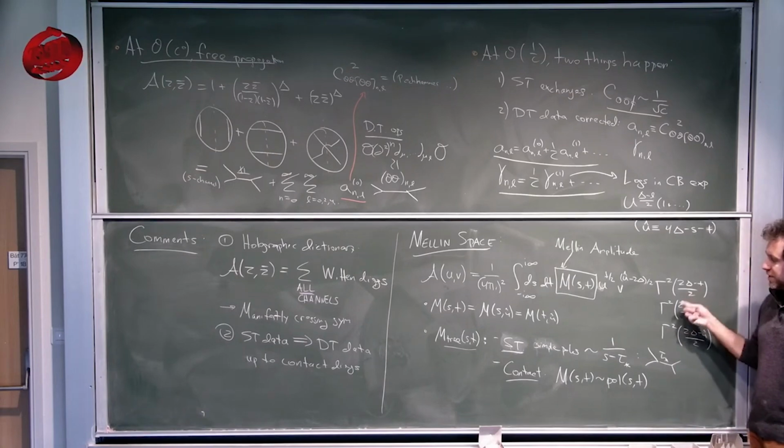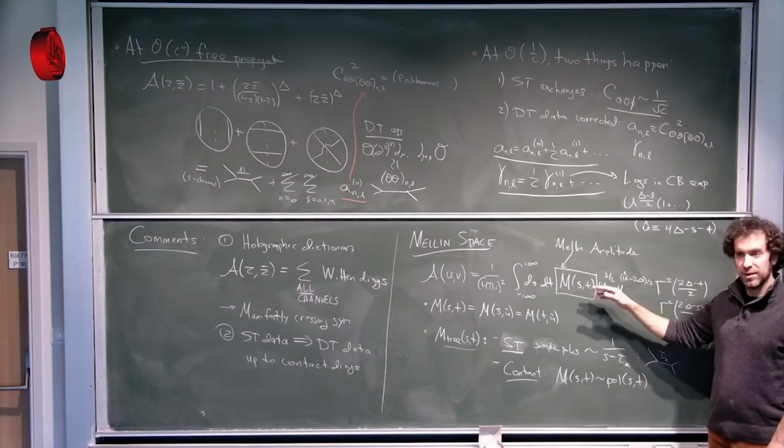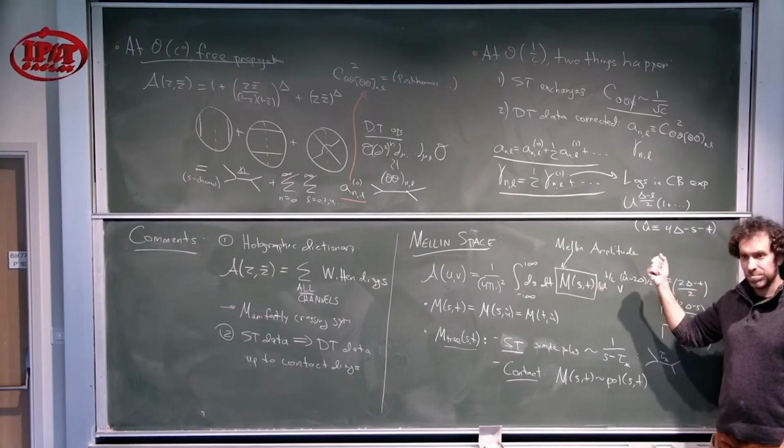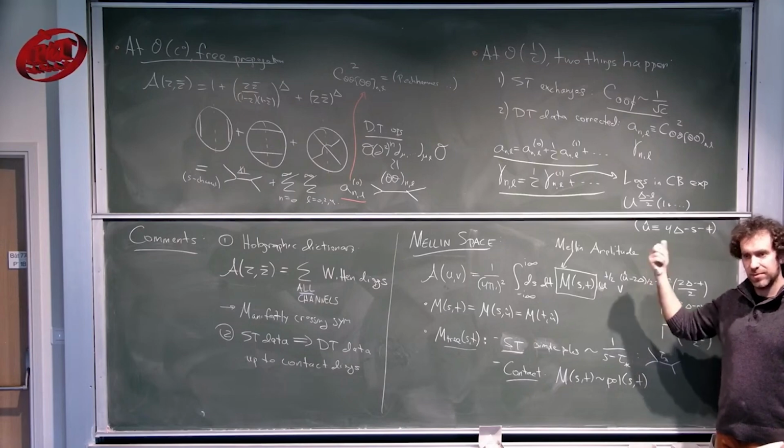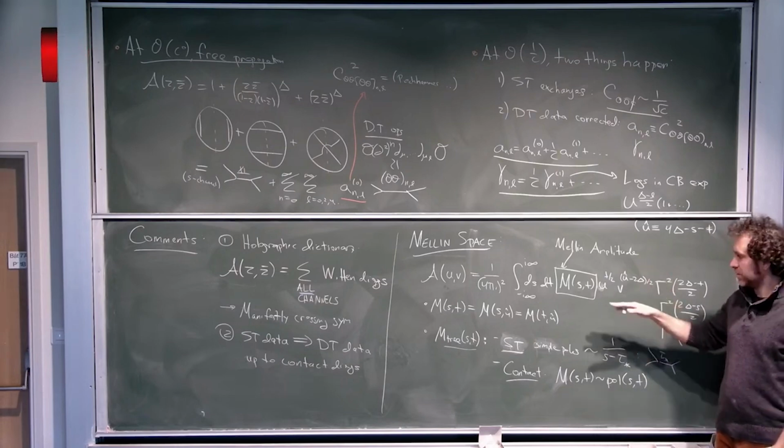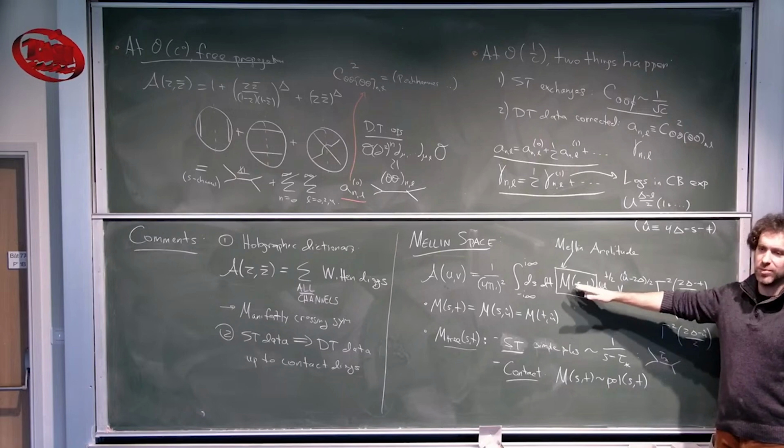At every order in 1 over c, you will still have polynomial ambiguities. These are like finite renormalization scheme ambiguities in terms of the expansion. Those will appear as some choice of polynomial.